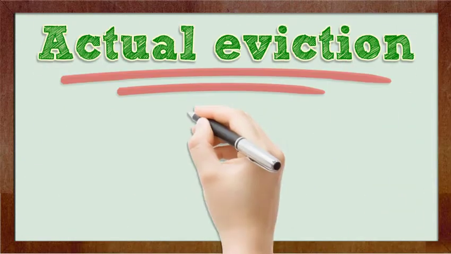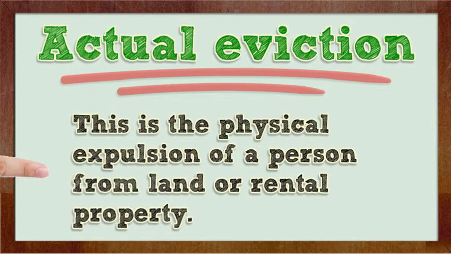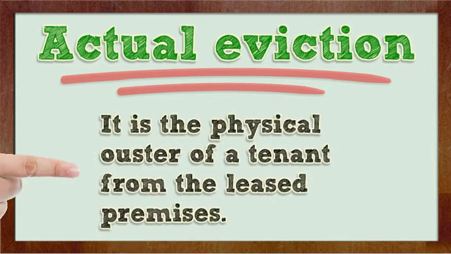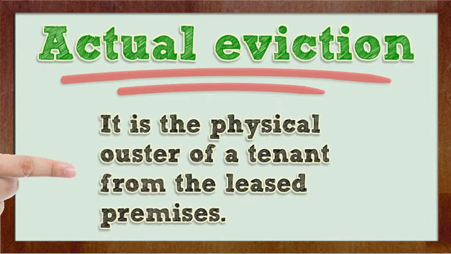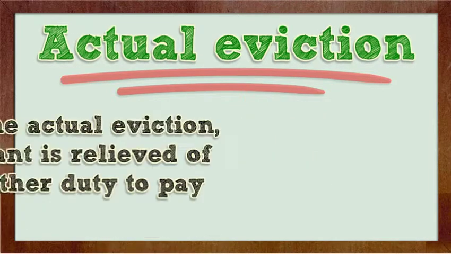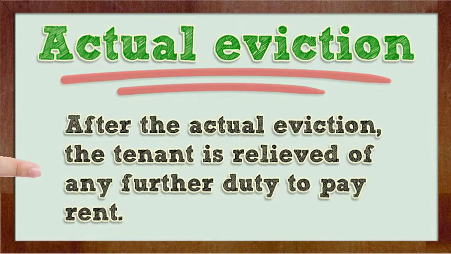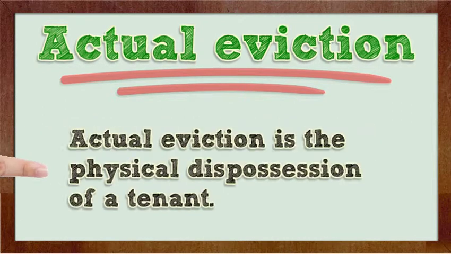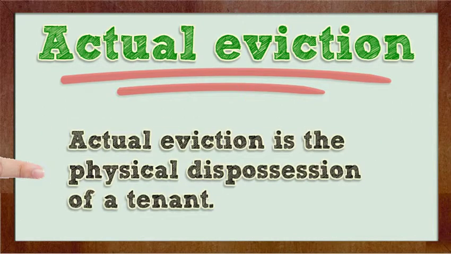Actual eviction. This is the physical expulsion of a person from land or rental property. It is the physical ouster of a tenant from the leased premises. After the actual eviction, the tenant is relieved of any further duty to pay rent. Actual eviction is the physical dispossession of a tenant.